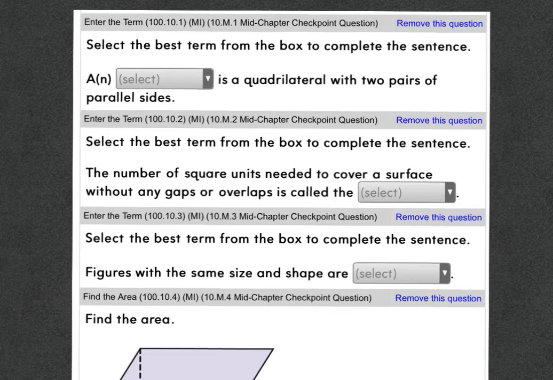Select the best term from the box to complete the sentence. A blank is a quadrilateral with two pairs of parallel sides. That is a parallelogram. Next, select the term from the box to complete the sentence. The number of square units needed to cover a surface without any gaps or overlaps is called the area. Next, select the best term from the box to complete the sentence. Figures with the same size and shape are congruent.